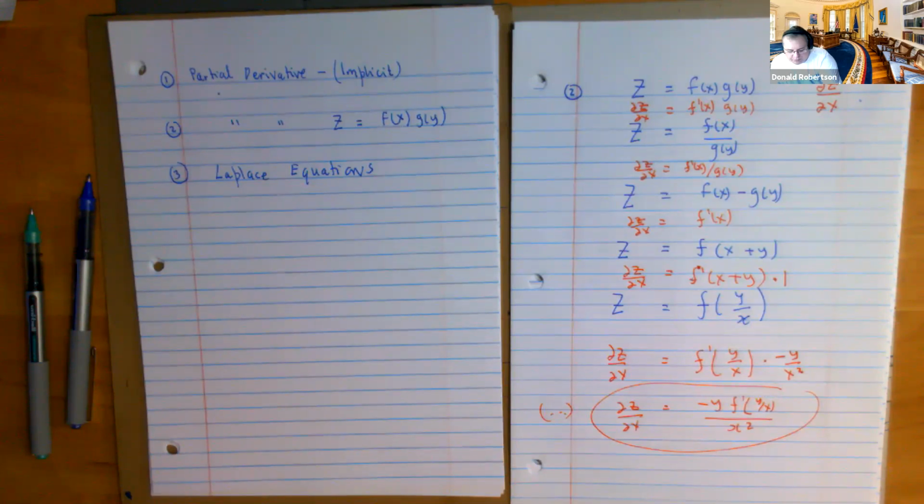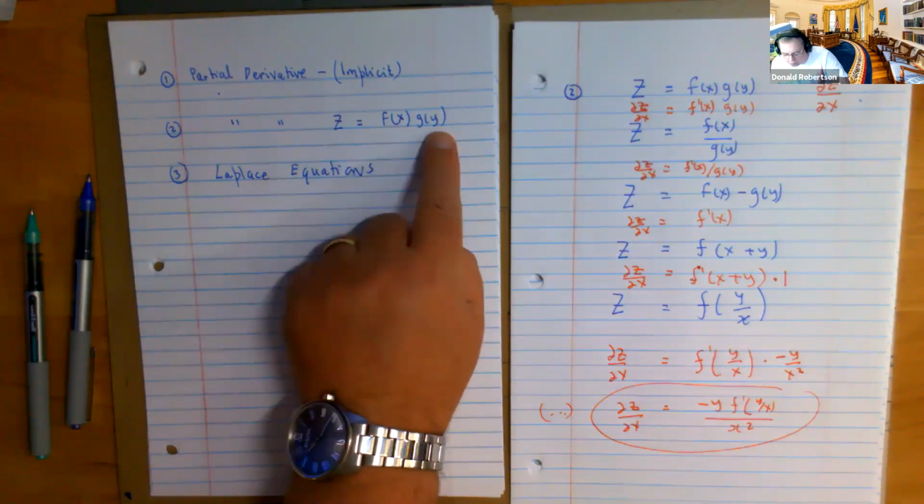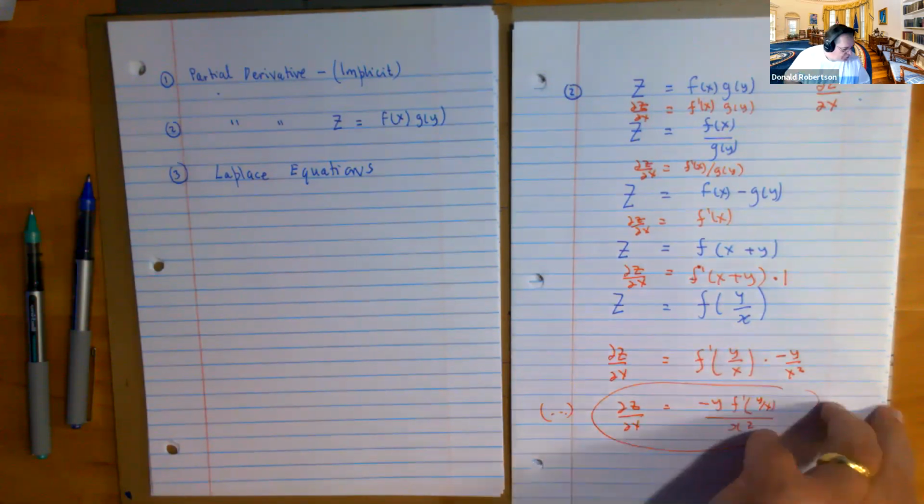Are we okay with this type of question now, how you would find dz by dx? You could also be asked to find dz by dy. Wouldn't it be very similar answers? There wouldn't be much of a difference. And now we're going to do Laplace.